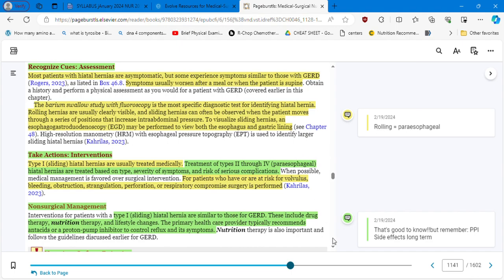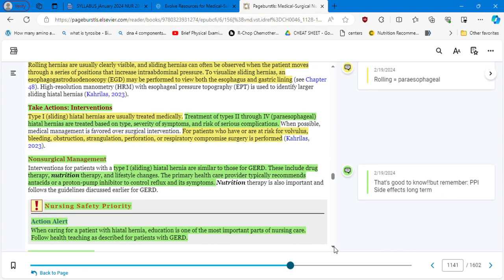What are the interventions for this? In type 1, the sliding hernias are usually treated medically. Type 2 through 4, in which you're going to see contents of the colon and the spleen in the hernia, do you remember? We just said it. These are treated based on type, severity, symptoms, and risk for serious complications.